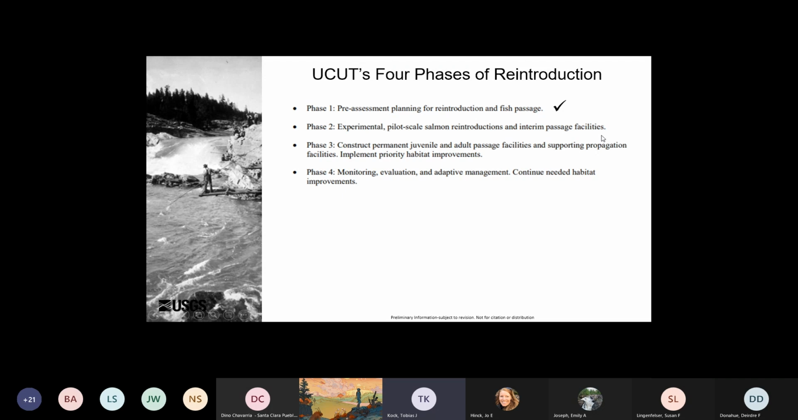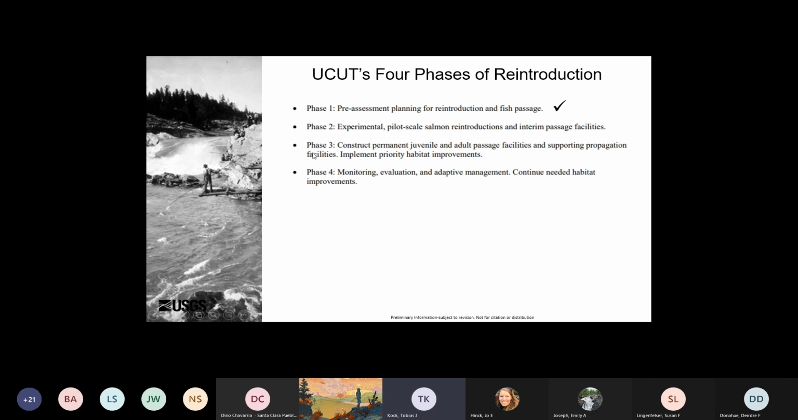And we're currently just getting into phase 2, which is experimental pilot scale salmon reintroductions and interim passage facilities. Phase 2 is estimated to take approximately 20 years to complete. And so really the presentation today is going to focus on phase 1 and a little bit on phase 2.